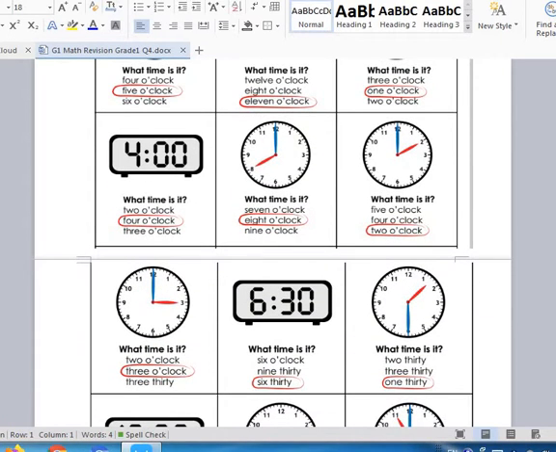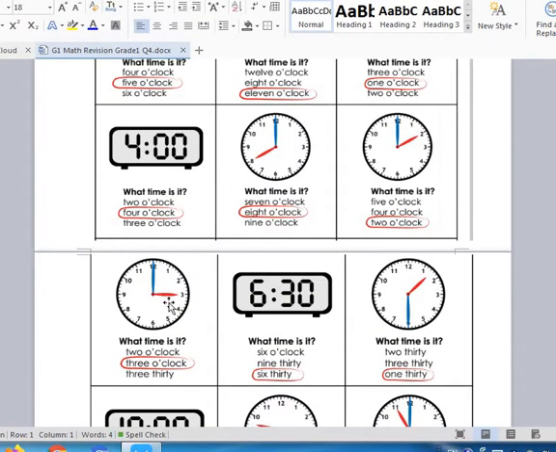What time is it? The short hand points to 3, so it's 3 o'clock. Here, what time is it? Now here in the digital clock, the first number tells us the hour and the second number tells us the minutes. So it's 6:30. What time is it here?